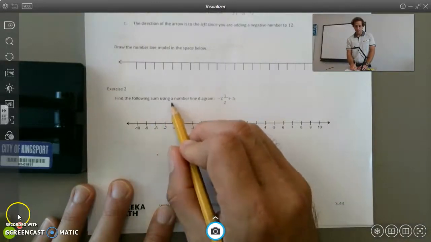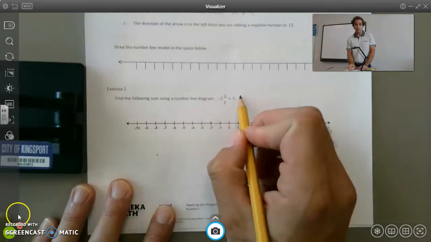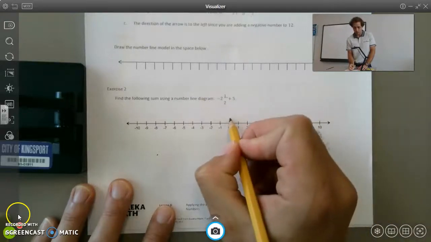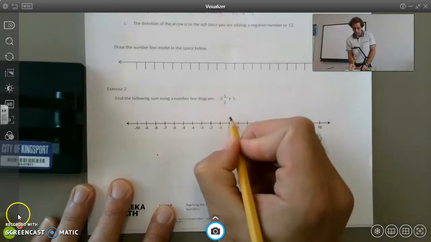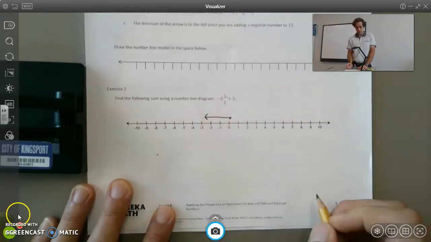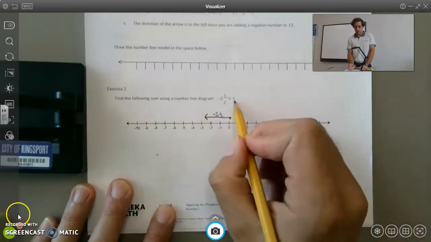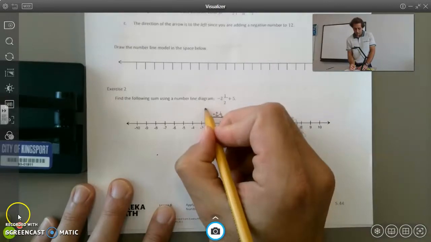Find the following sum by using a number line diagram. Negative 2 1/2 plus 5. Okay, so let's try this. The first vector is going to be 2 1/2 to the left, because it's negative. So it's negative 2 1/2. Alright, now I need to go 5 to the right.